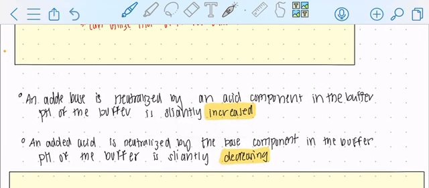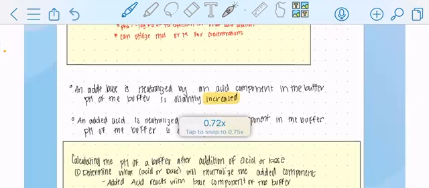An added base is neutralized by the acid component in the buffer, and the pH of the buffer is slightly increased. An added acid is neutralized by the base component in the buffer, and the pH of the buffer is slightly decreased.